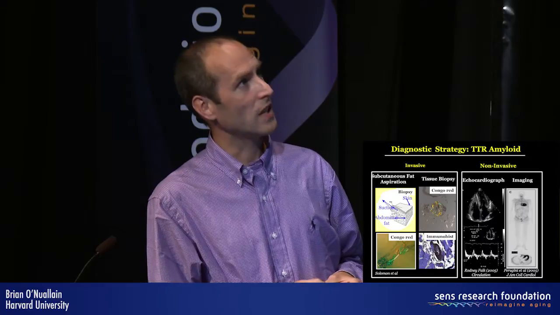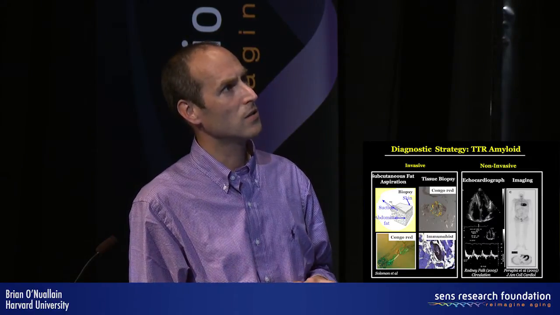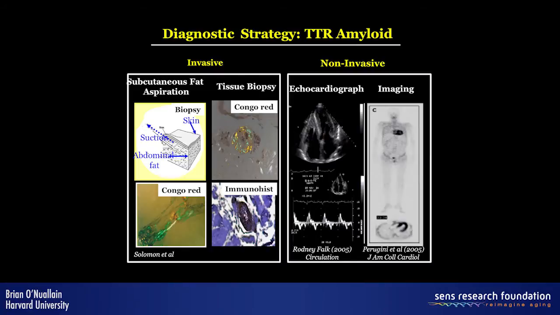Less invasive diagnostics are under investigation. These include imaging regimes using proteins or small molecules that target amyloid, and also echocardiography, where deposition of amyloid in the heart gives a particular type of patterning. However, these diagnostic techniques are far from ideal, and they're not specific for TTR amyloid.